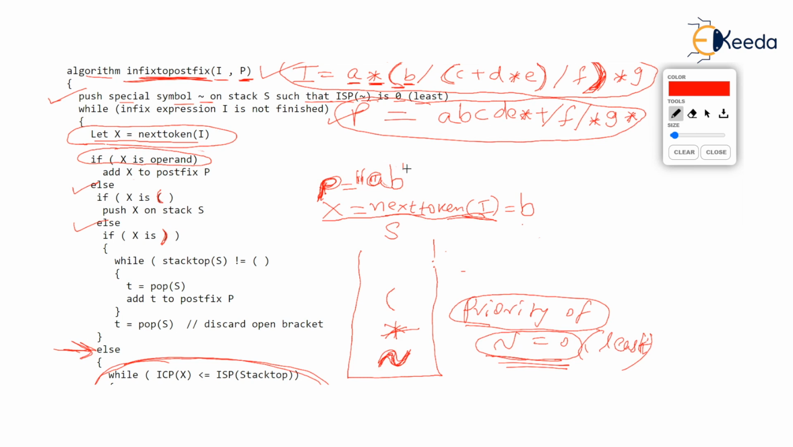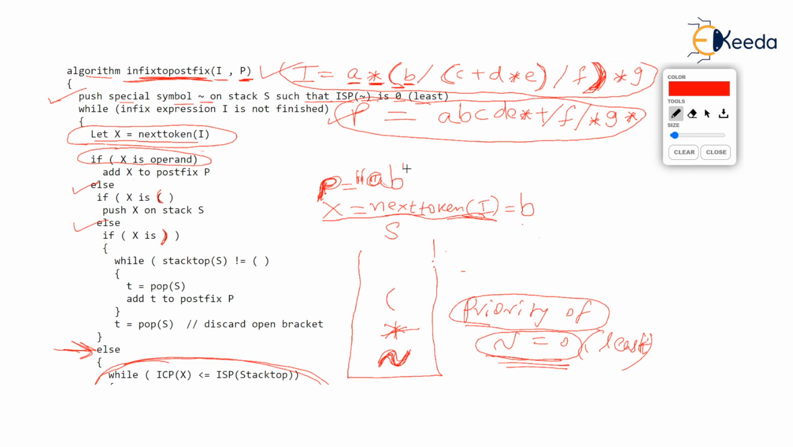Third case, if X is operator, then that operator must go on the stack. Remember, the operator should go on the stack. But before you put that operator on the stack, check the topmost operator which is currently on the stack. The new operator which is going in the stack must have higher, greater priority than the topmost operator. Only then can that incoming operator sit on top of the topmost operator. Okay, three cases we have learned.